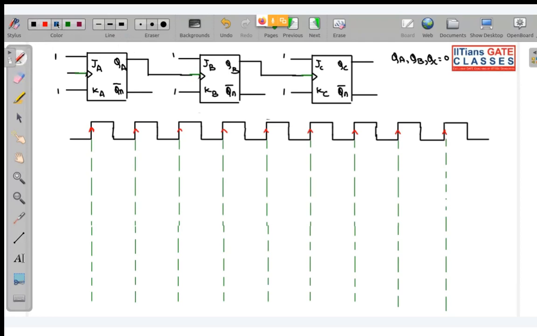So you can see that over here I am drawing QA. This is your clock. QA initially is 0. The moment we get one active edge, it will jump to 1, meaning it will toggle, and it will keep on toggling like this.